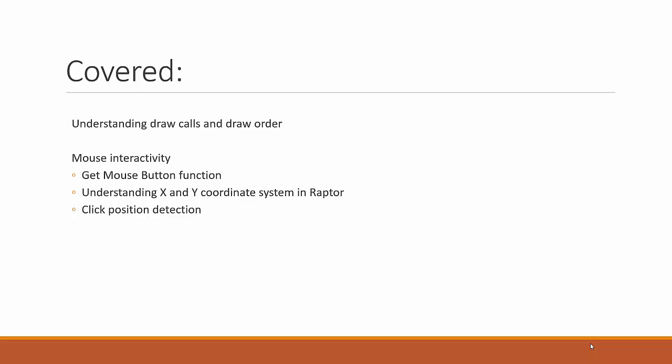Alright, so in this part 2 we're going to cover what we didn't get to due to the length of the video in the last one. This will be trying to understand draw calls and draw orders, not a difficult concept, and explore the mouse interactivity get mouse button function inside of Raptor. Try to understand the X and Y coordinate system in that respect, and check out how to detect click position and run logic off of that. Okay?